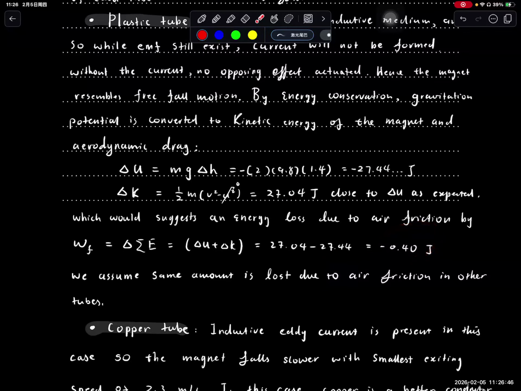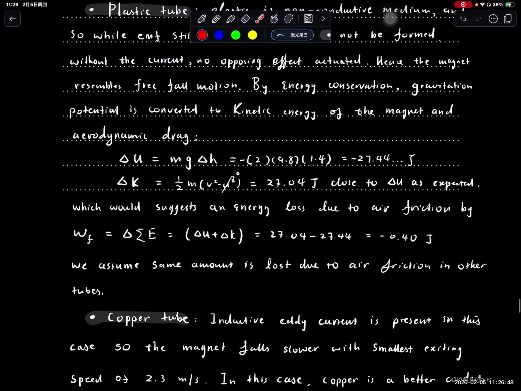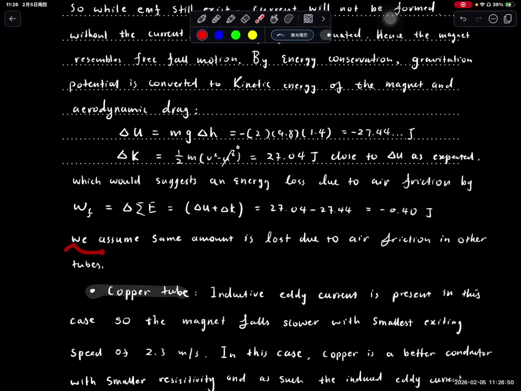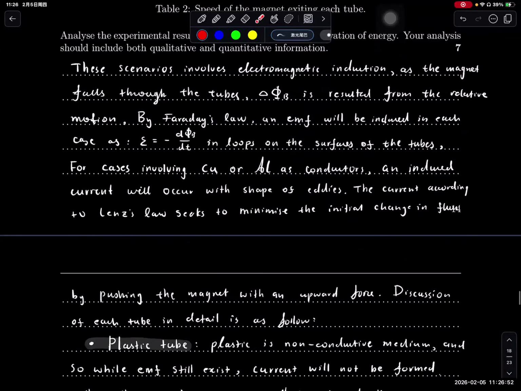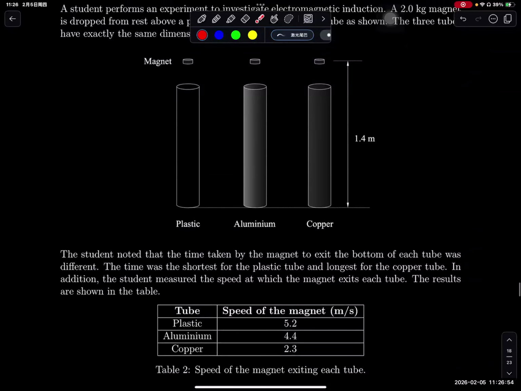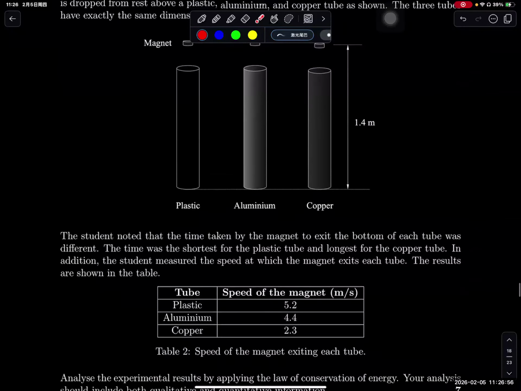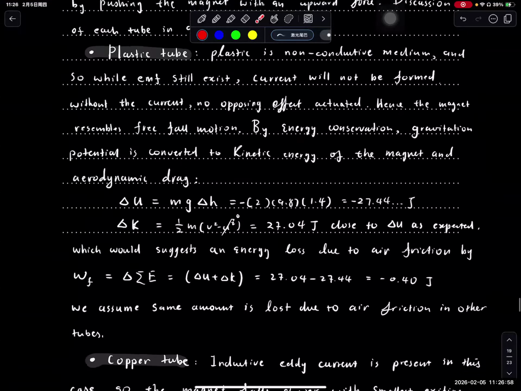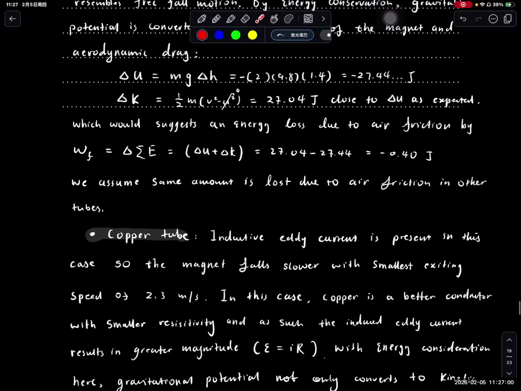0.4 joules of energy lost due to air resistance. We're going to assume the same amount of air resistance happening for other tubes as well, because why not? They're also moving in the air, so there's going to be this energy loss as well. And then we move on to copper tubes.